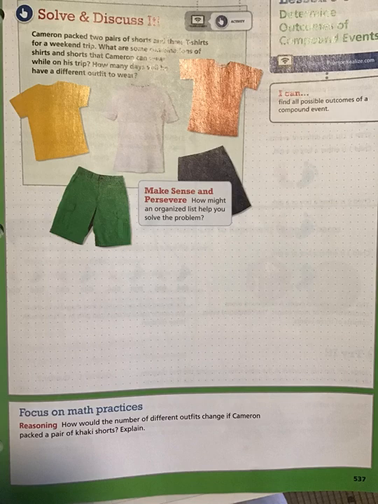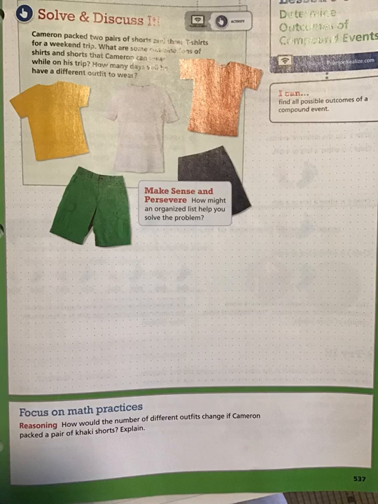Solve and discuss it. We're determining the outcomes of compound events. It says Cameron packed 2 pairs of shorts and 3 t-shirts for a weekend trip. What are some combinations of shirts and shorts that Cameron can wear while on his trip? How many days will he have a different outfit to wear?